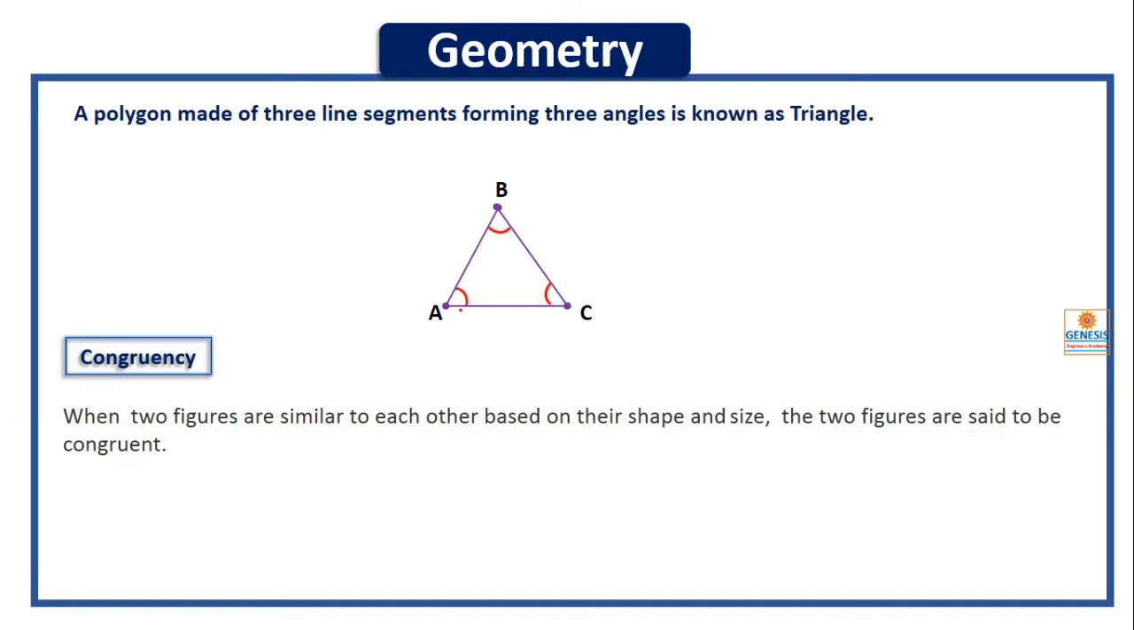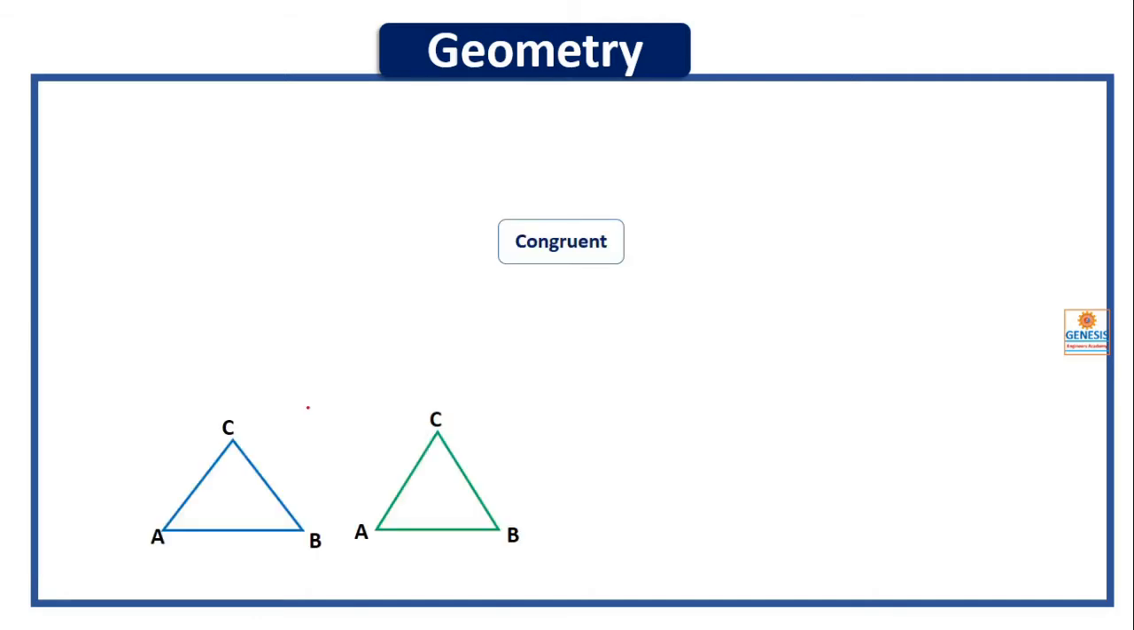Two figures are said to be congruent when their shape and size are equal. So in triangles, for congruency, we will discuss what is congruent. They must be similar in some aspect, and the first one is SSS. Triple S means side.